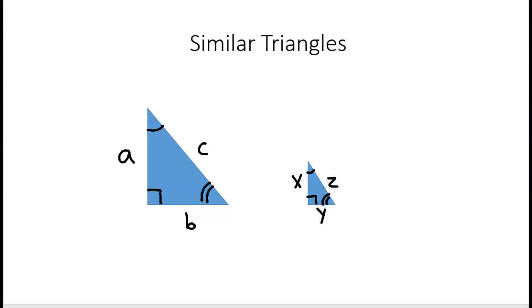So what do I mean by that? If you were to take the ratio of the height to the base on this triangle, that would have to have the same ratio as this triangle over here for its height and base. So that's some stuff from geometry that will come in handy with some of the problems we'll be looking at today.